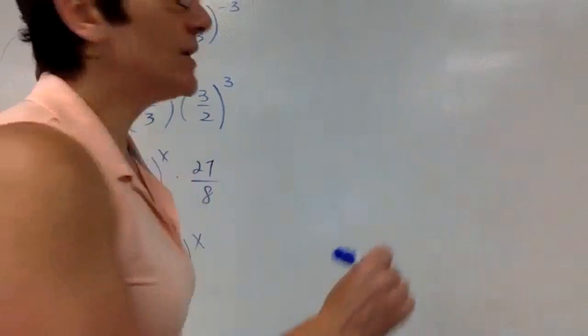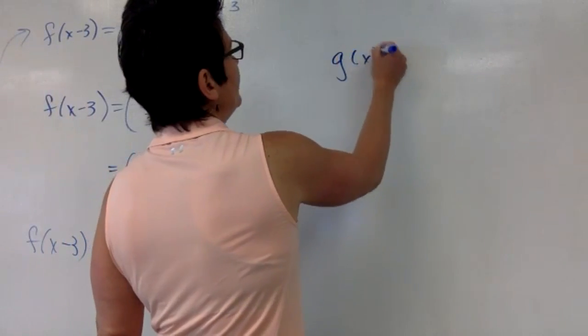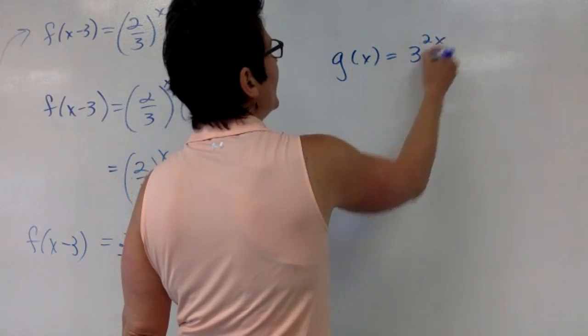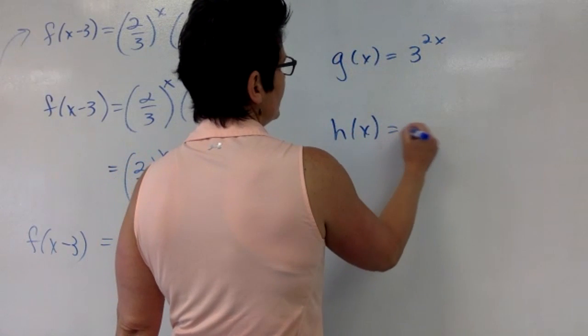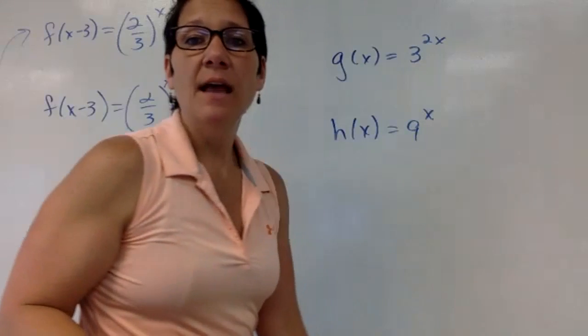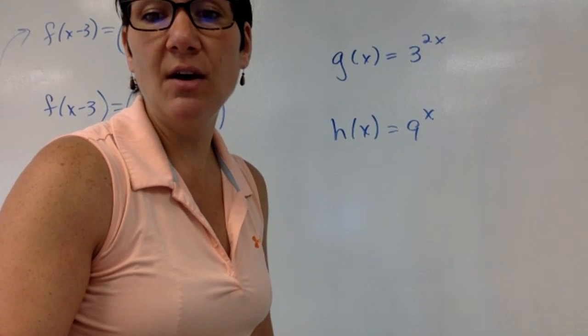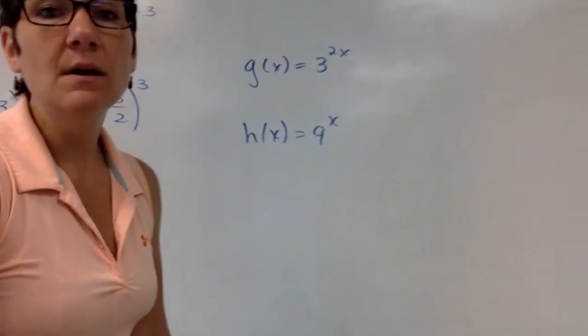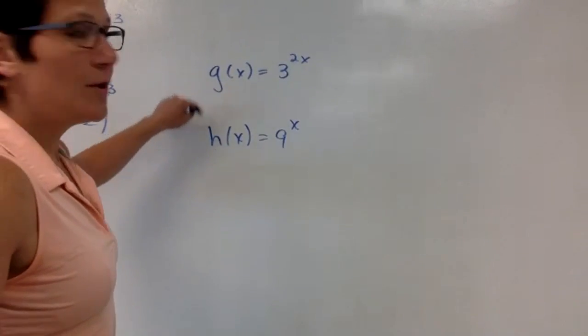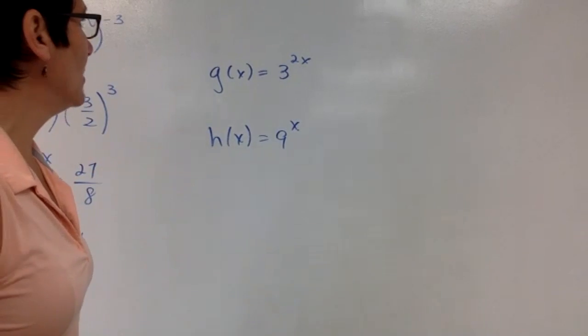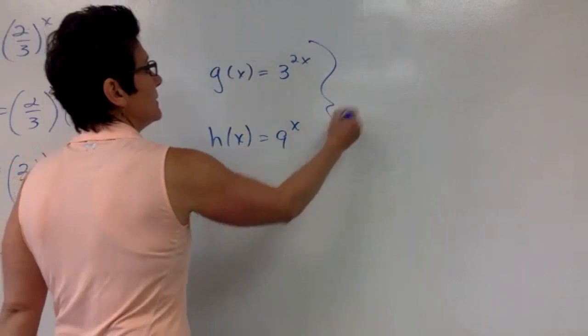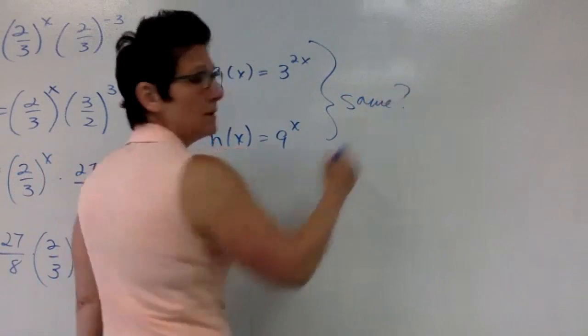Okay, so you're given that g of x is equal to 3 to the 2x and h of x is equal to 9 to the x. And your goal is to say, are they the same function? Are these the same? That's what we want to know.